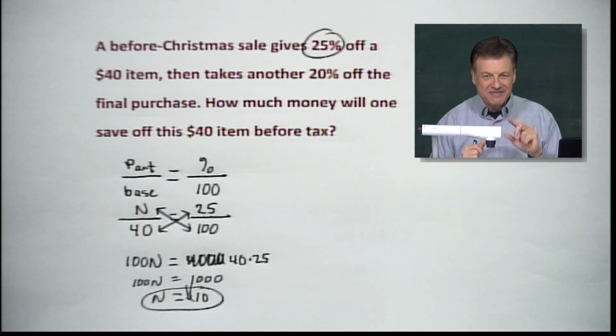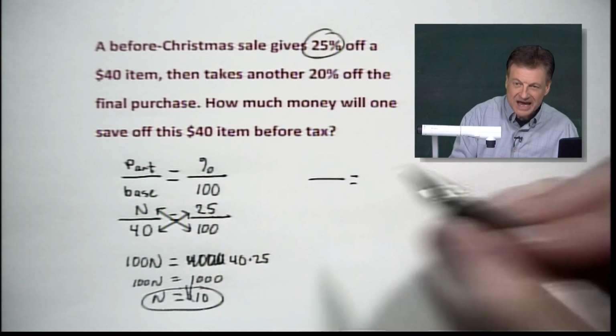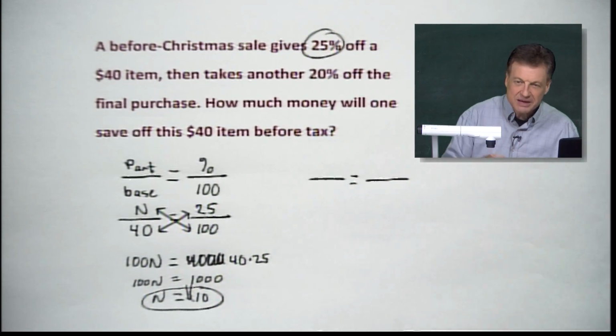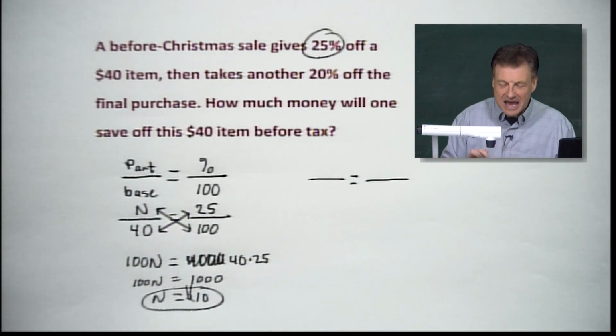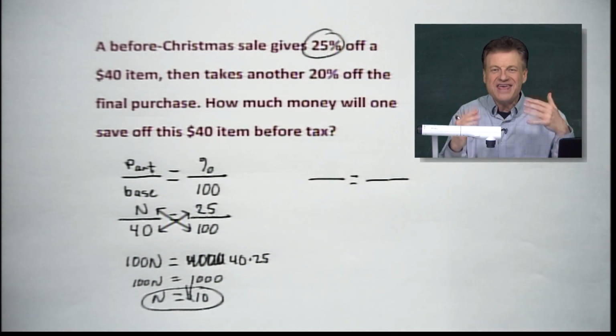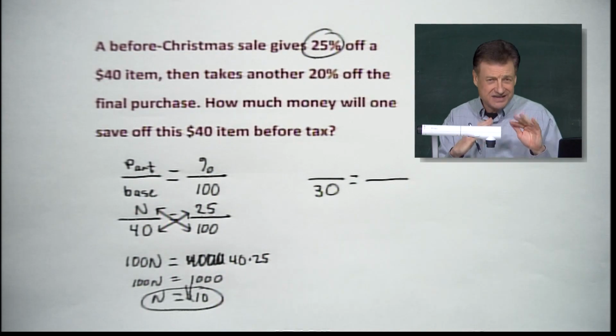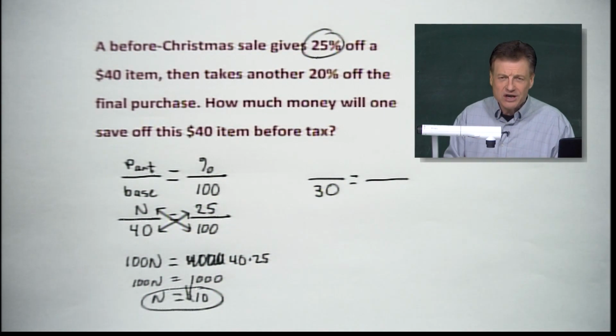But now they're going to take that away from the 40, and we're going to regroup on this problem one more time. Good. And we're going to do the same thing. Part, base, we don't know the part. We're going to look for the extra discount. But this time it's based on 30. My friends, they don't go back and take care of 40 again. No, you're now down to $30. That's where you're going to get that 20% off.